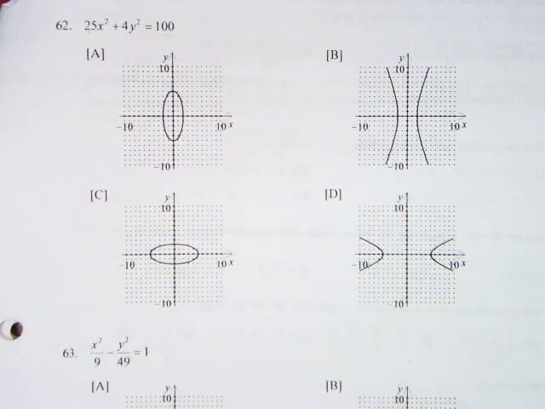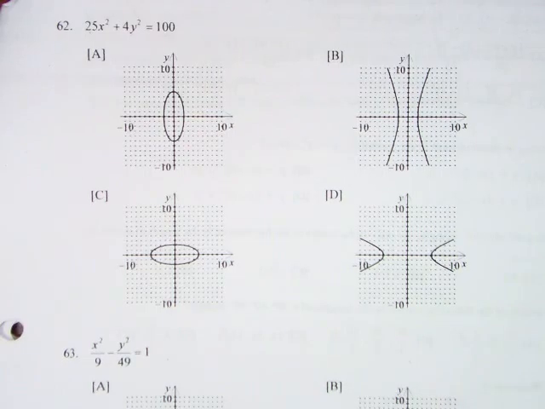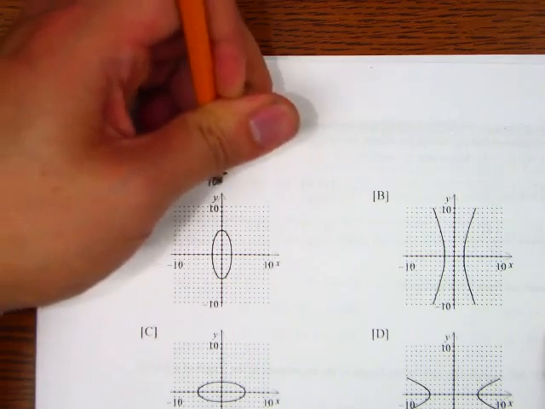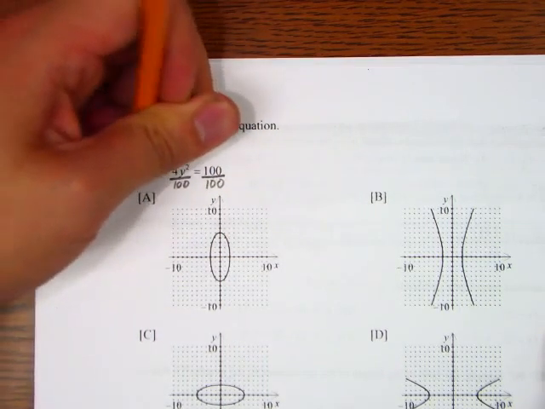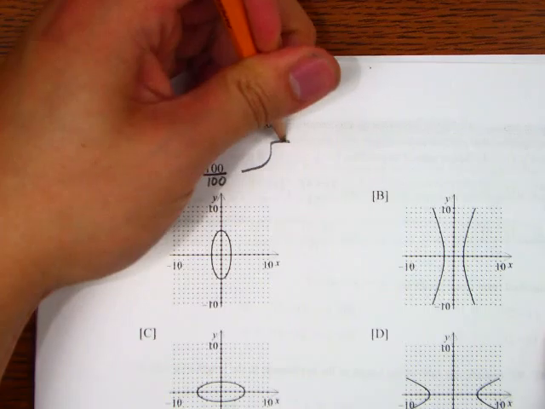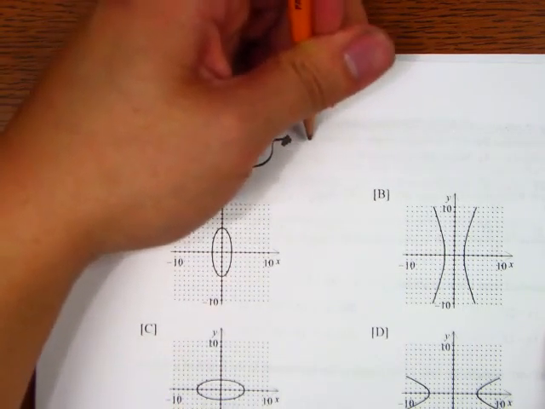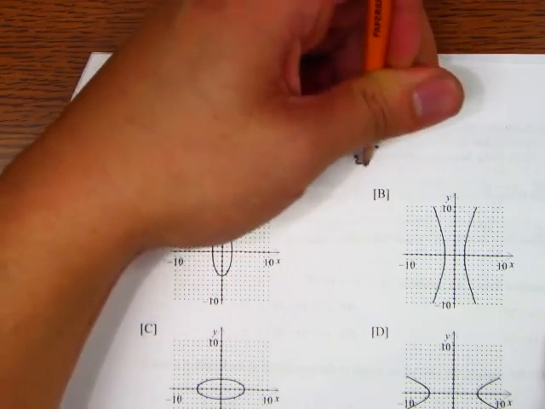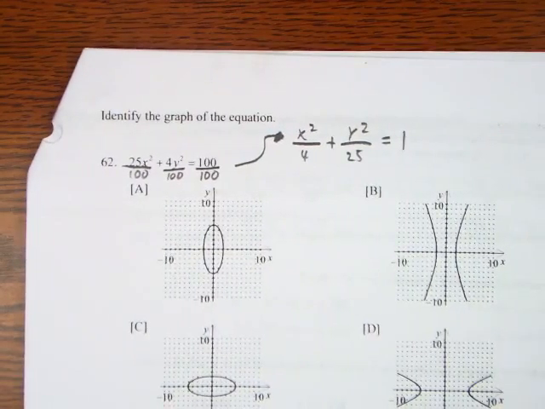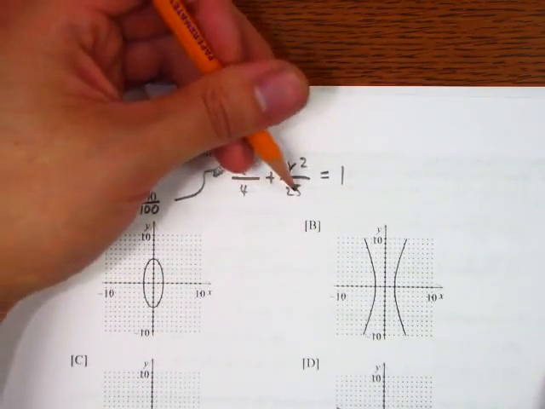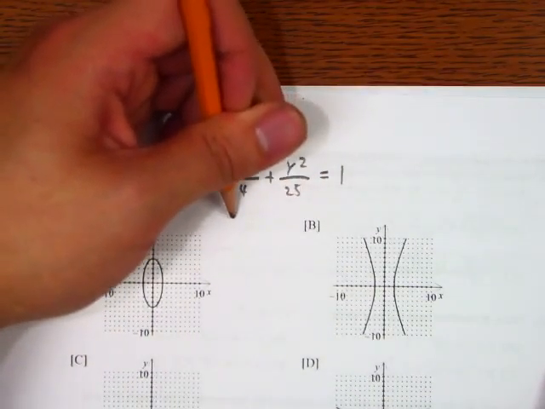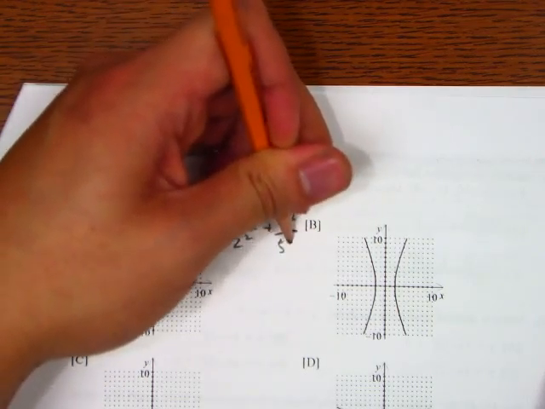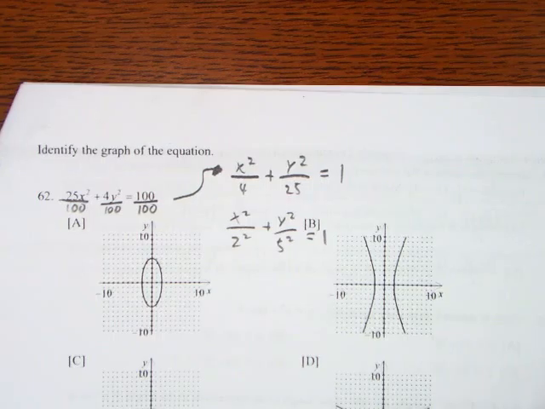How do we get that to equal 1? Again, you've got to divide by 100. So let's take every single term and divide it by 100. So we would have x squared over 4 plus y squared over 25 equals 1. And then let's write it as squares here. So this would be x squared over 2 squared plus y squared over 5 squared equals 1.